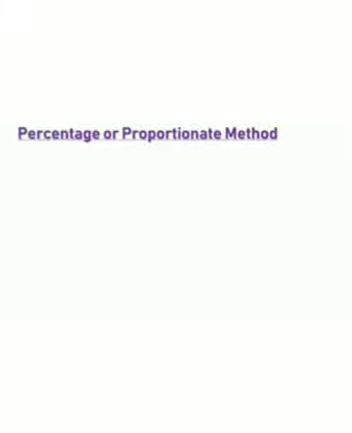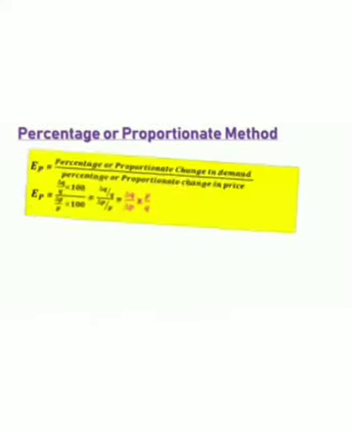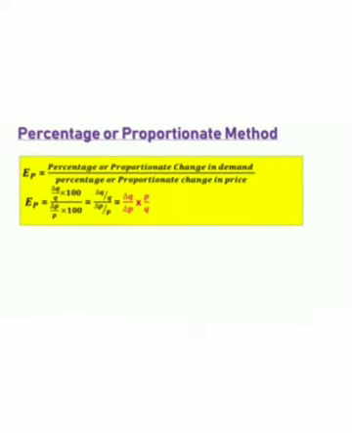In this method, we write the formula of price elasticity of demand as EP is equal to percentage or proportionate change in demand divided by percentage or proportionate change in price. Symbolically, it can be written as EP is equal to delta Q by Q divided by delta P by P. If we further simplify, then we can write it as EP is equal to delta Q by delta P into P by Q.